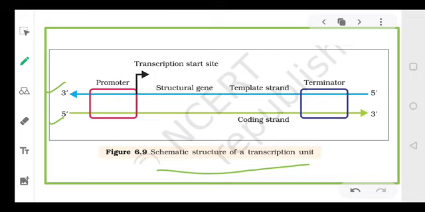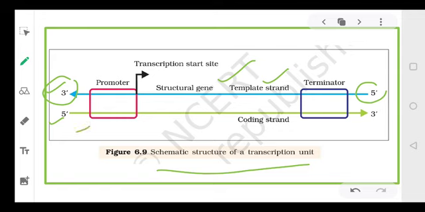So I'll be telling you where it is. DNA has two strands. The blue is running from 3 to 5 prime and the green is running from 5 prime to 3 prime. The one running from 3 prime to 5 prime will act as a template strand, which means this strand will be coded. This strand will act as a basis so that RNA can be produced. That is why we call it a template strand.